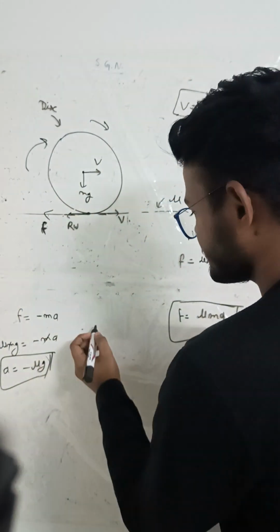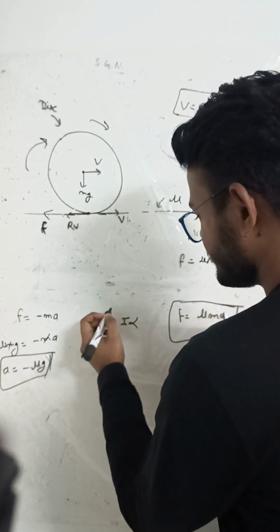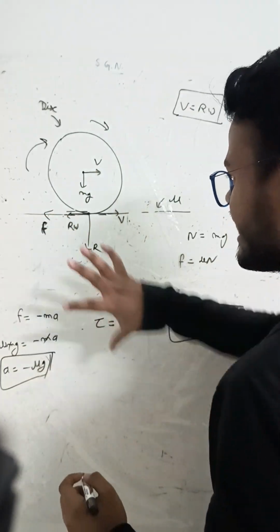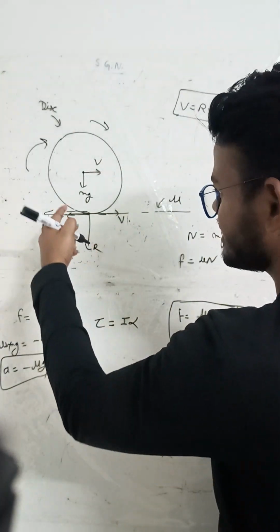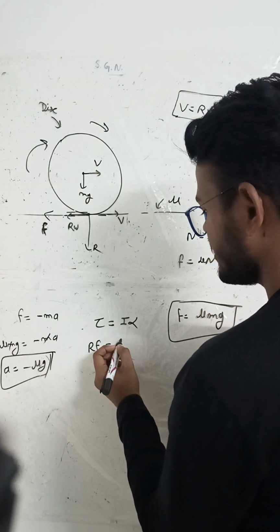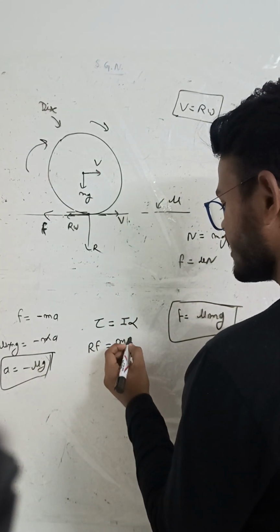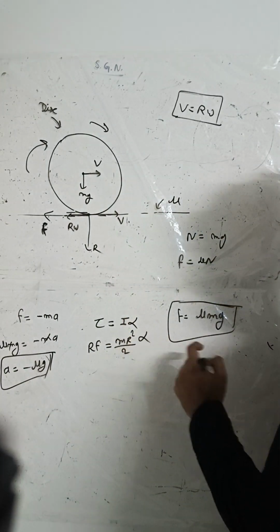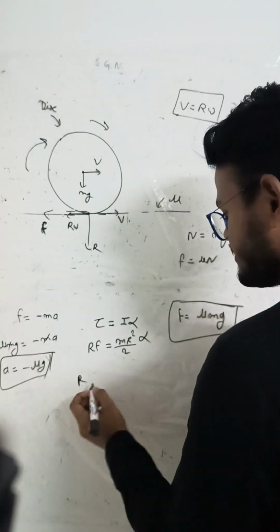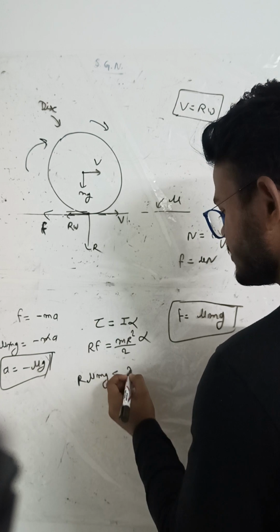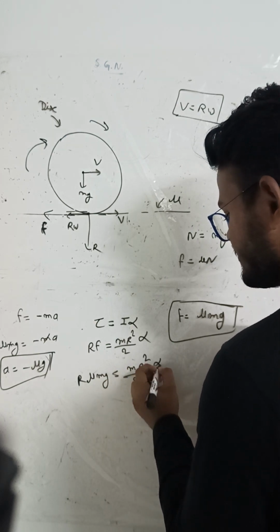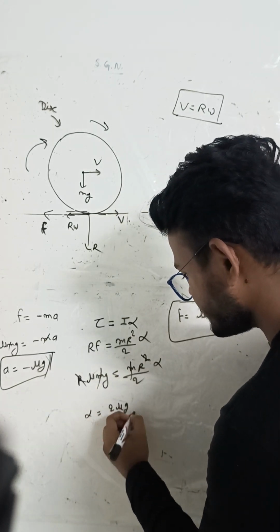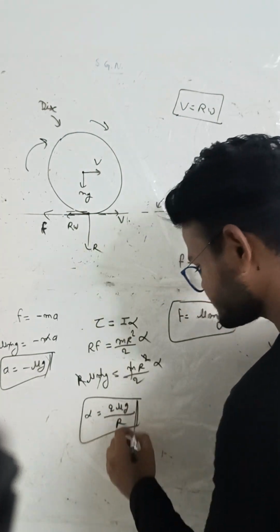For the friction torque, we know torque equals I alpha, and we also know torque equals r cross f. Since r is in this direction and f is this, r cross f is also in the clockwise direction, perpendicular, so we can write rf equals I alpha. For a disk, I equals m r square by 2. So r f equals mu mg equals m r square by 2 times alpha. From here r cancels out, m cancels out, and alpha equals 2 mu g by r. So this is the angular acceleration.